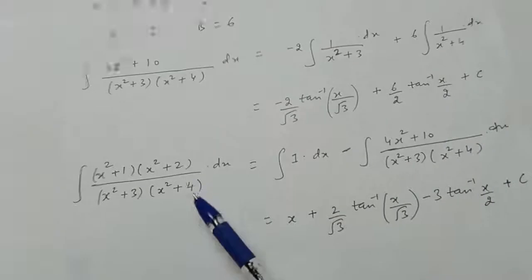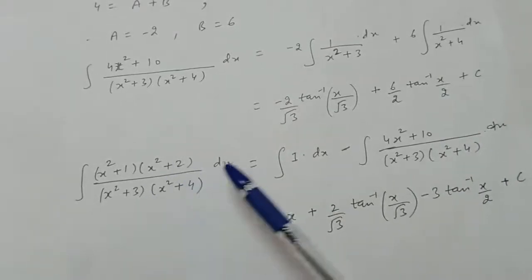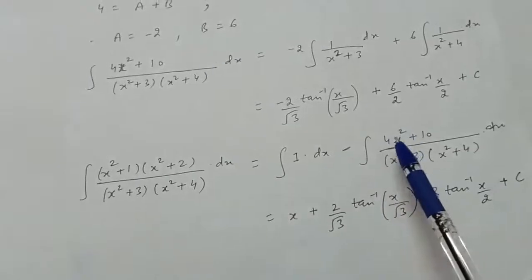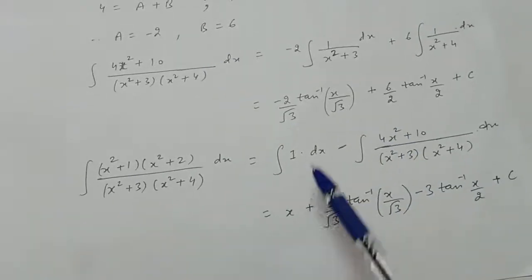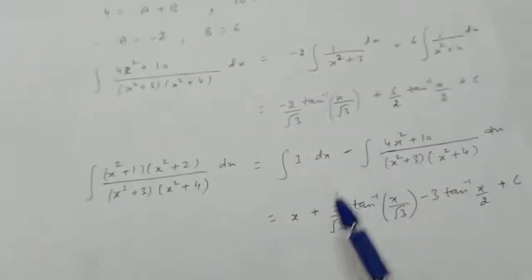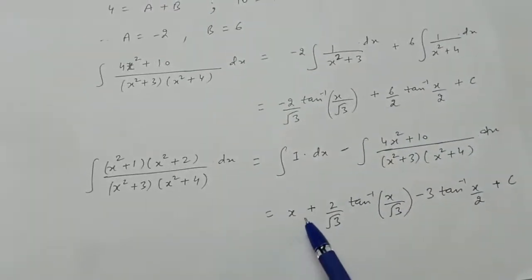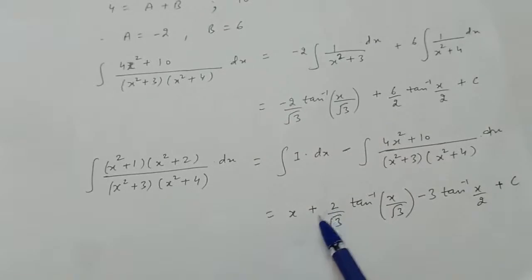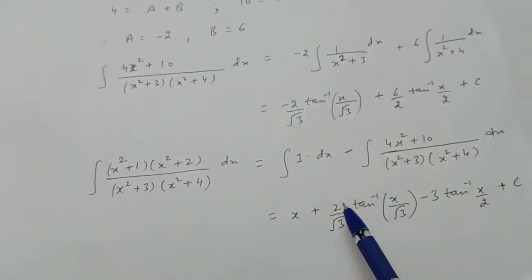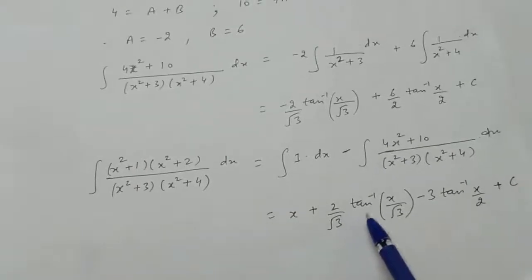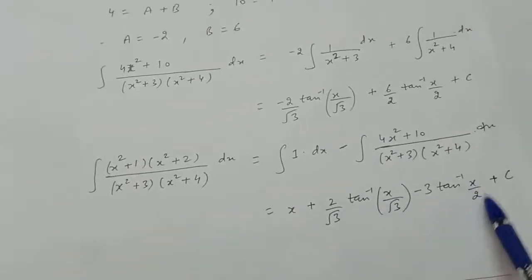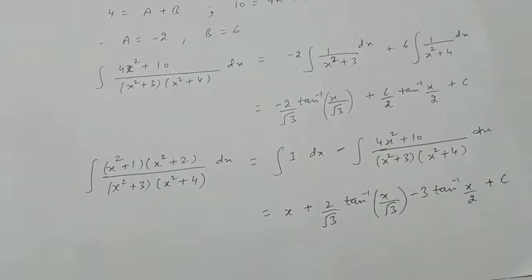Now the integral of the complete given function is integral of 1 minus integral of this function. Now integral of 1 is x and integral of this function we just calculated, it is this. So you will get the final answer as x plus, because here it is minus and here also it is minus, so it will become plus 2 by root 3 tan inverse x by root 3 minus 3 tan inverse x by 2 plus c. Clear?